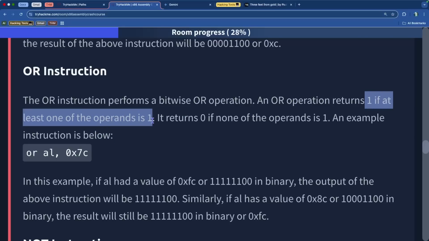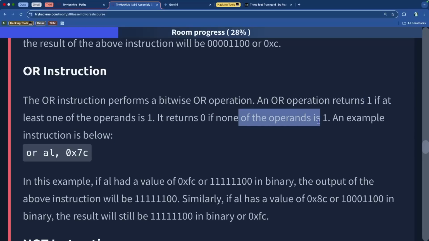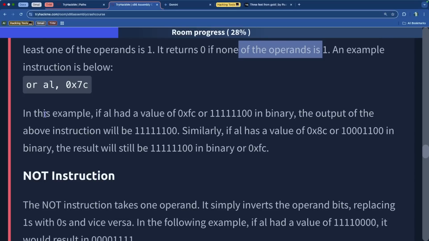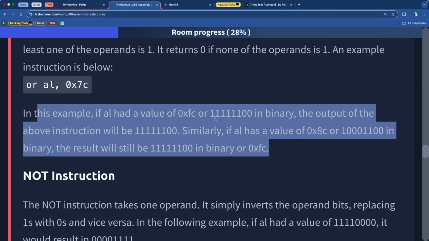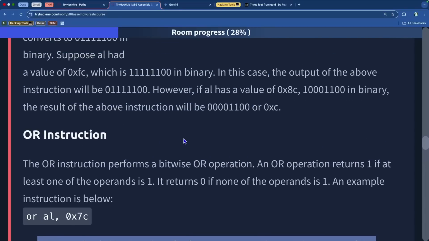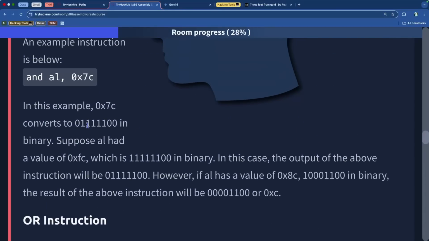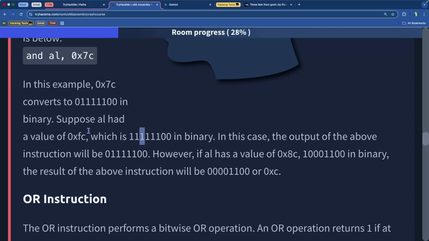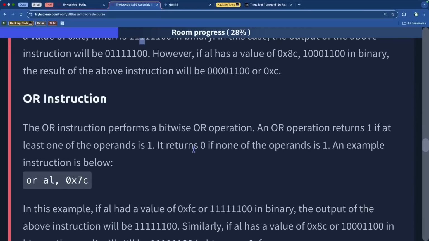one of the operands is 1. It returns 0 if none of the operands is 1, meaning if you have two zeros, it'll return 0. If either one of them is 1, then you'll get a 1. So that's kind of the thing right here. You can pause this to look at these examples so I don't have to go back and forth for you to understand. But essentially, the AND one is saying this needs to be a 1 and this needs to be a 1 in order for me to give you a 1. If both of them are not 1, then you'll get a 0. In this particular case, it's just saying if either of them is a 1, then I'll give you a 1.